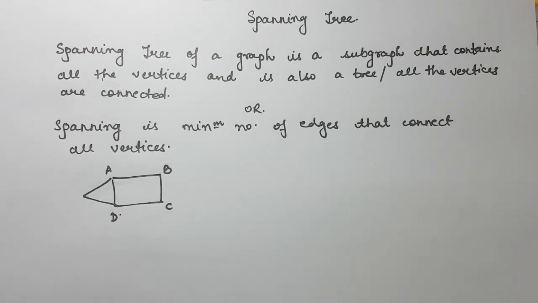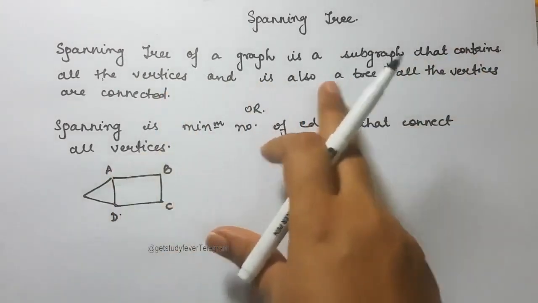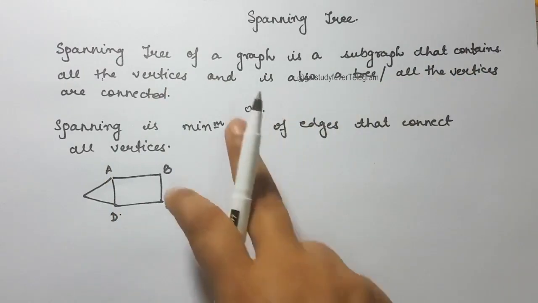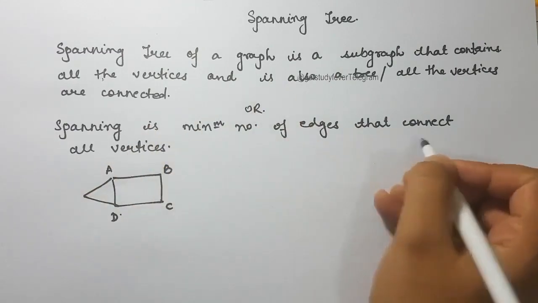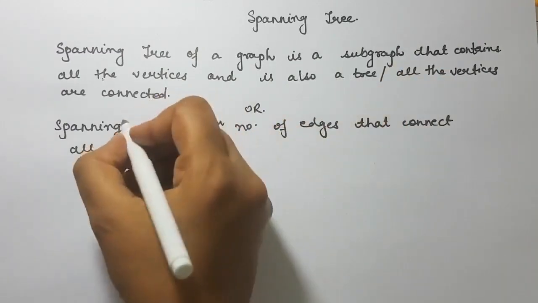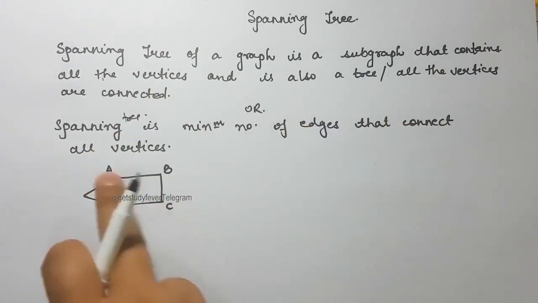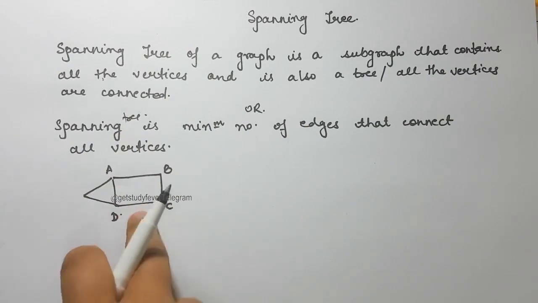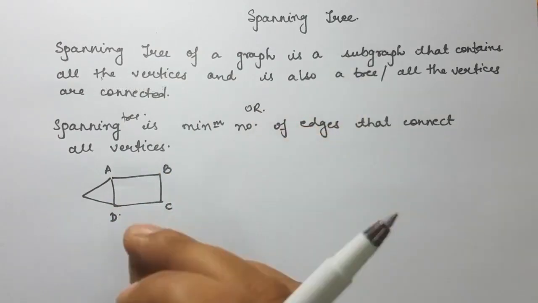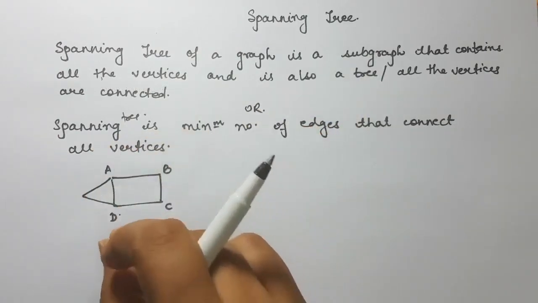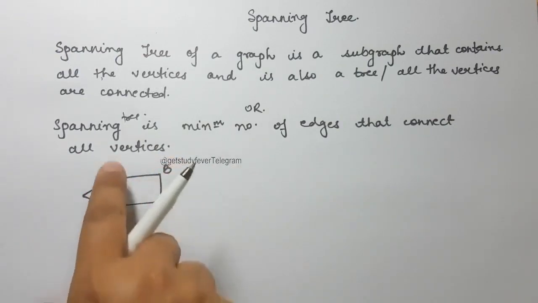So going by the definition, spanning tree of a graph is a subgraph that contains all the vertices and is also a tree. That is, all the vertices are connected. Or taking it simply, spanning tree is a minimum number of edges that connect all the vertices. So in this particular case, you can see that this is a graph. So it has several edges. But do we need all the edges to connect these vertices? So in spanning tree, we have the minimum number of edges that are required to connect all the vertices. So here we have 4 vertices, A, B, C and D.